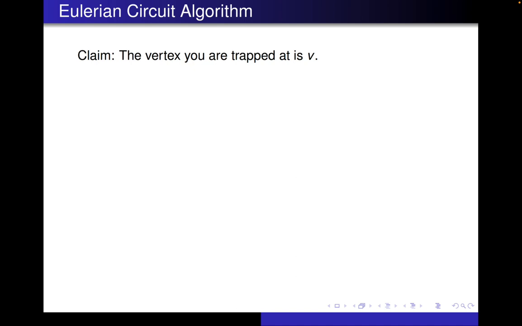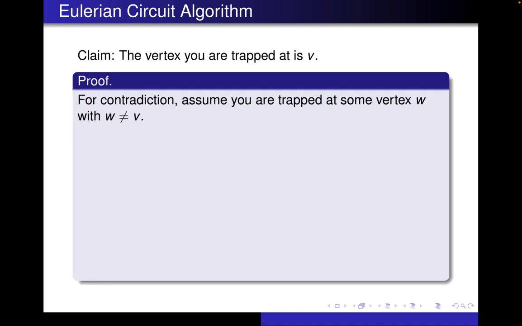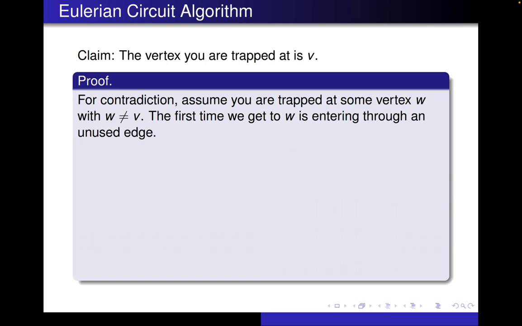We can't just say, I claim this, trust us. We actually got to prove this. So just for contradiction's sake, pretend that we got trapped at some vertex W with W not equal to V. And remember, we're assuming that W is not equal to V and that there are no edges coming out of W that we haven't traveled through already. Well, let's imagine what's actually happened with W in terms of this circuit that we've been doing. So the first time we get to W is entering through some unused edge. Remember, we started at V, so W is somewhere in the middle of the circuit.